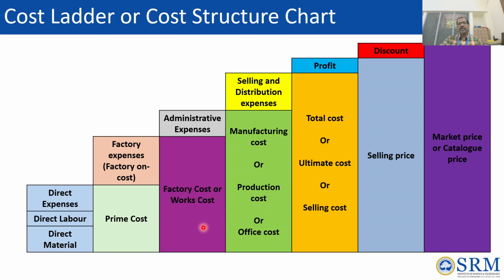With the factory cost, if we are adding the administrative expenses, we can end up with manufacturing cost. With the manufacturing cost, if we are adding selling and distribution expenses, we'll get total cost. With the profit, we'll end with the selling price. With the discount, we go to market price. So this cost structure you should remember clearly.